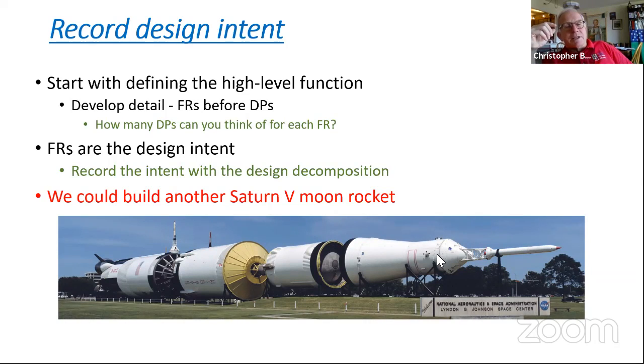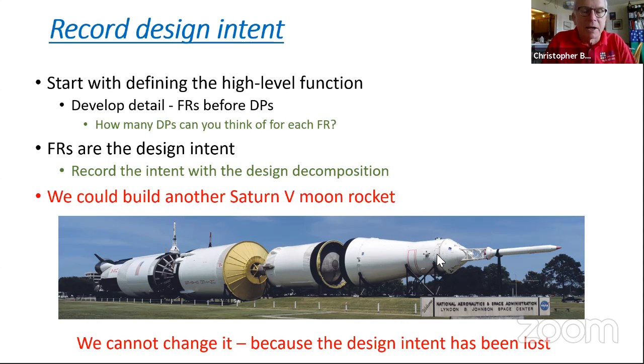So let's consider the space program again. 50 years ago, we were walking on the moon. But we had a son of Massachusetts who directed us there, John Kennedy. We could build another Saturn V moon rocket. We have the plans, but none of the engineers who worked on that are around anymore, and they may not remember why every piece is there. So we could build another Saturn V moon rocket, but we can't change it. The design intent has been lost.